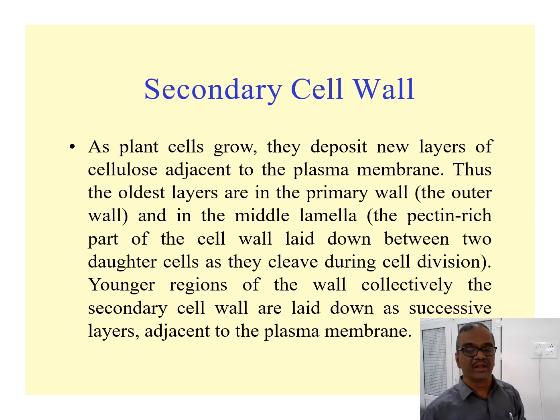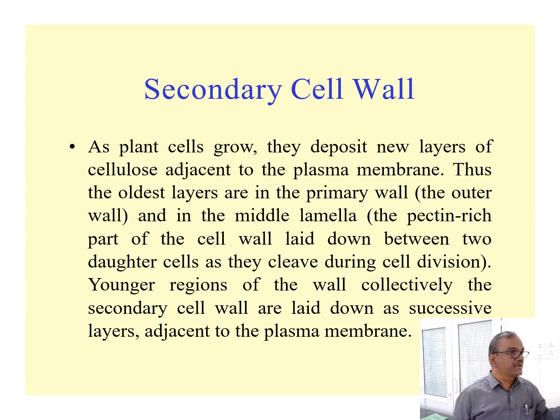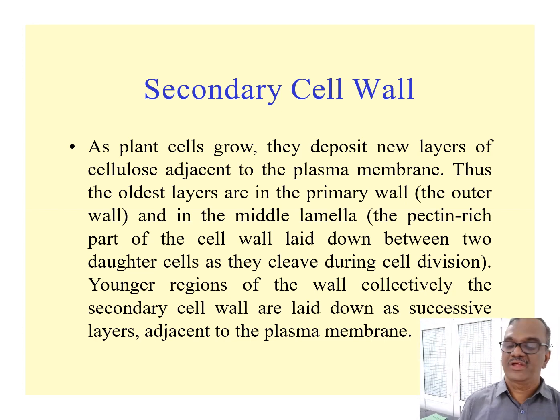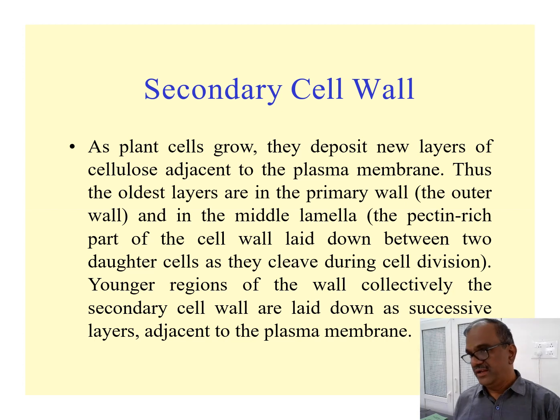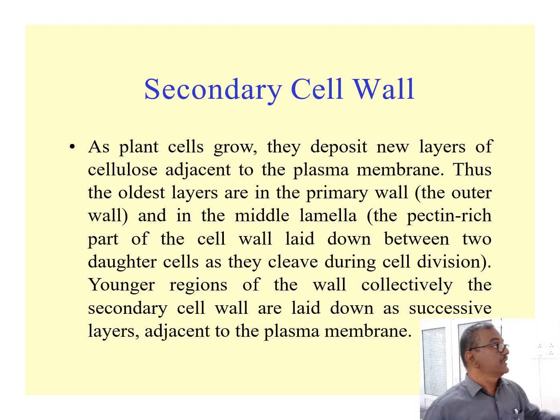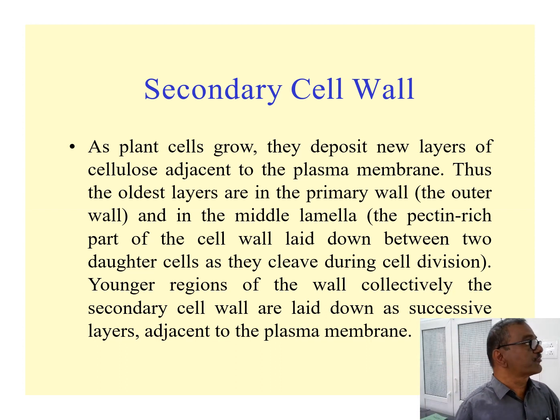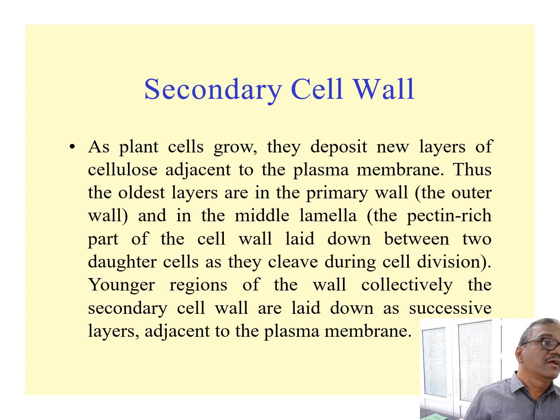Next to the plasma membrane. The pectin-rich cell wall is laid down between the two daughter cells that cleave during cell division. The younger regions of the wall are laid down as successive layers adjacent to the plasma membrane. Is it clear? The middle lamella is the outermost layer, then the primary wall, then the secondary wall: S1, S2, S3. S3 is nearer to the plasma membrane.